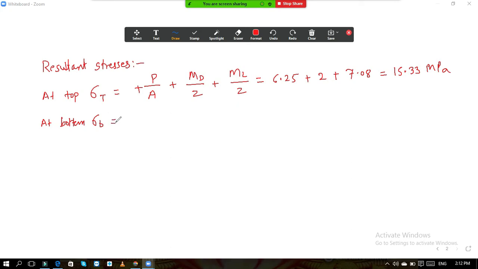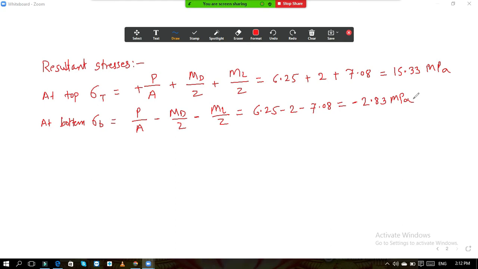And then at bottom, sigma B is equal to P by A, which is plus minus MD by Z minus ML by Z, which is equal to 6.25 minus 2 minus 7.08, and if you calculate this, it will work out to be 2.83 MPa.